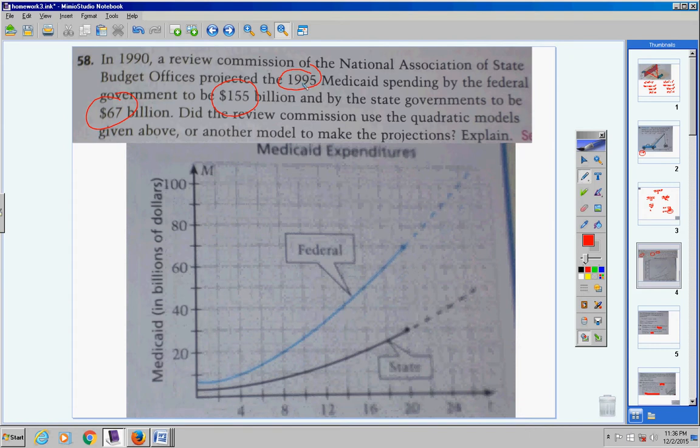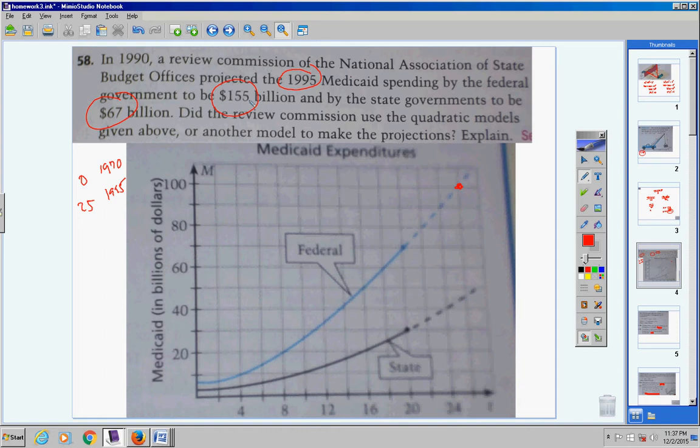Alright, so they're saying in 1995, now stop and think. 0 corresponds to what year? So 1995 would have to correspond to 25. So we're going over 25 on the x-axis. Let's start with the federal first, the blue line. Go over to 25. There's 25, now go up. It hits the graph right here at where? 100 billion. Okay? What was their projection for the federal government? 155 billion, not even close. So it doesn't look like they used these models.